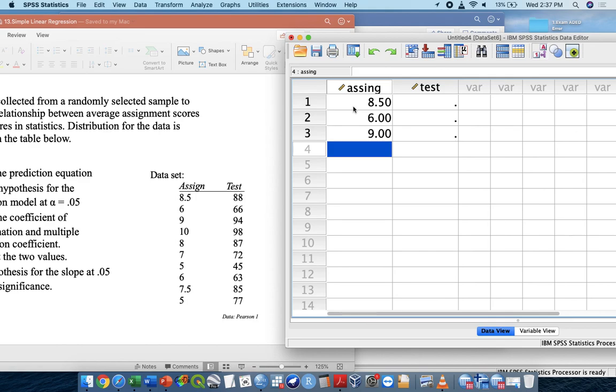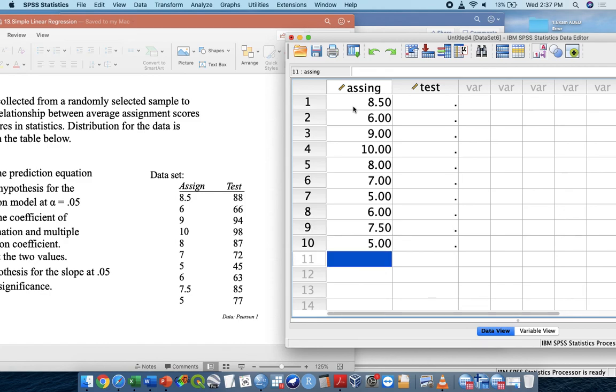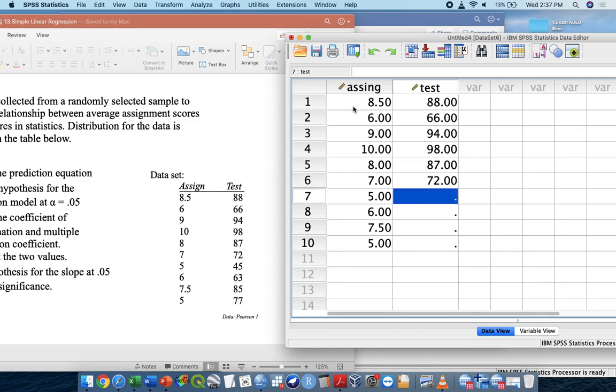So all these numbers actually correspond to a student. This is student number 4, this is student number 5, this is student number 6, this is student number 7, 7 and then 5 and then 6 and then 7.5 and last but not least is 5. So this is their assignment score and this is their final score that they gathered after they finished their enrollment in a specific subject or specific course. Okay, you enter everything here. It's already entered.